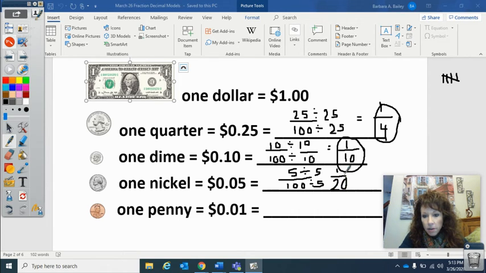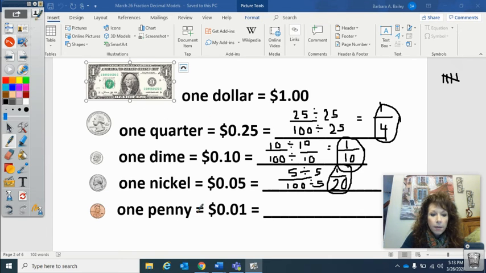So my fraction equivalent for a nickel, which is 5/100ths, is 1/20th. So the way we say that is 1/20th. And interestingly, it takes 20 nickels to make a dollar.